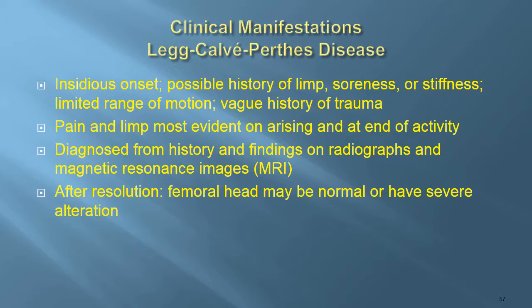This disease has an insidious onset. There is a possible history of a limp, soreness, or stiffness, limited range of motion, and a vague history of trauma. The pain and the limp are most evident on arising and at the end of activity. The diagnosis is based on the history and findings on radiographs and MRI. After resolution, the femoral head may be normal or have severe alteration.